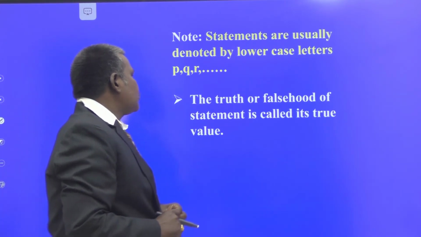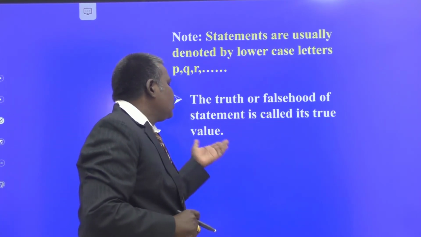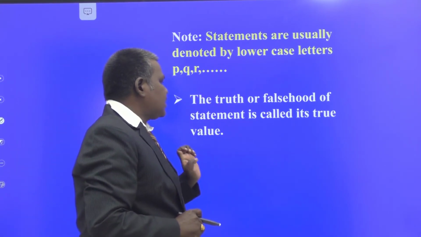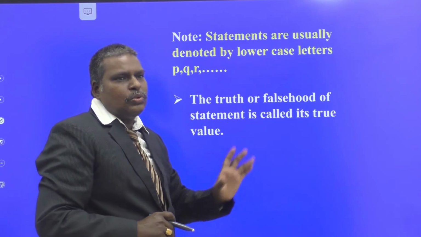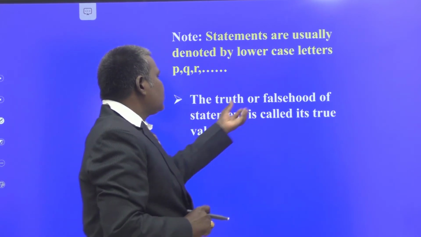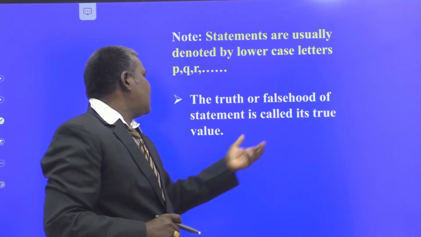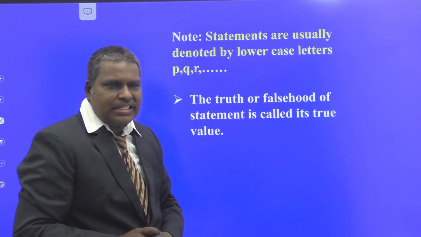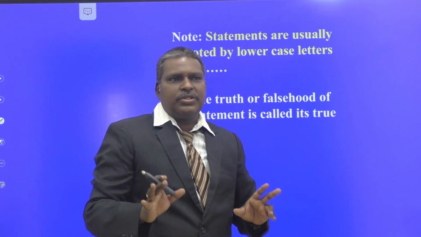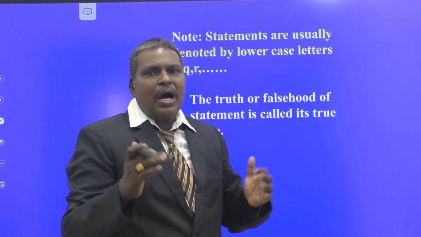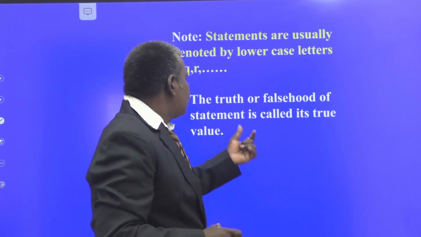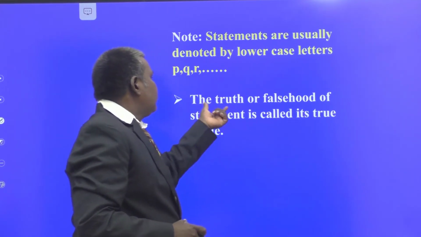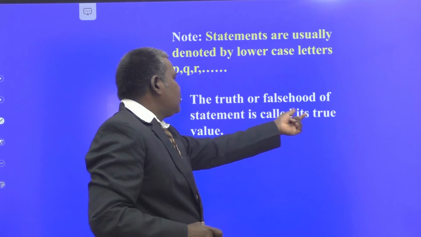The truth or falsehood of statements is called the truth value. Suppose a statement is there, the result is true or false. For every mathematically acceptable statement, there are two outputs: it is either true or false. So they are called truth values.